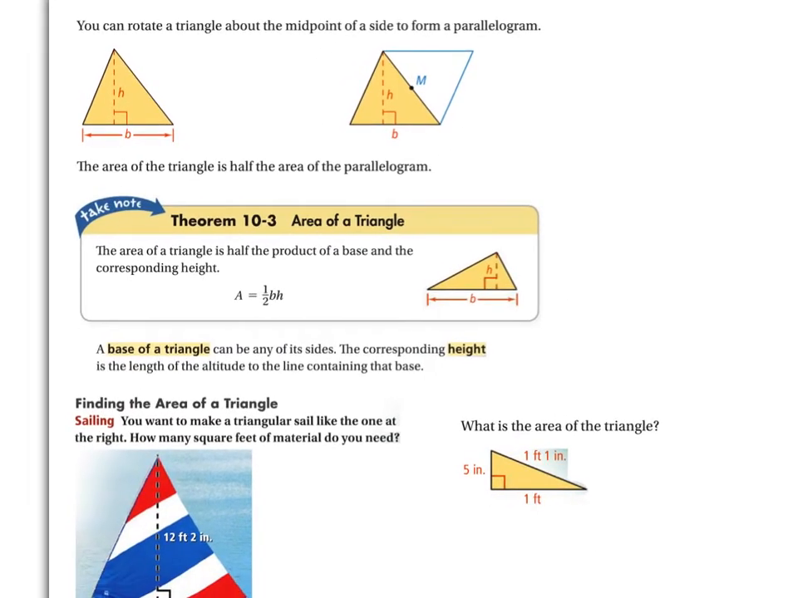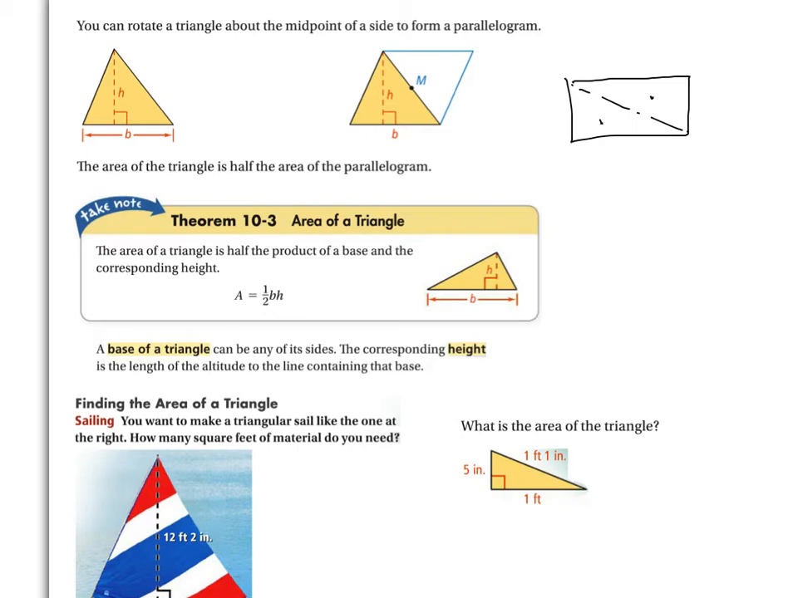Okay, the next item that we're going to talk about is the area of a triangle. You'll notice there's a couple of different things here. It says here you can rotate a triangle about the midpoint of a side to form a parallelogram. Now, if you take this case, you'll notice these two triangles here are exactly the same, and we have a parallelogram. Well, it's the same thing if you have a rectangle. If you have a rectangle and you take the diagonal, these are two triangles that are exactly the same.